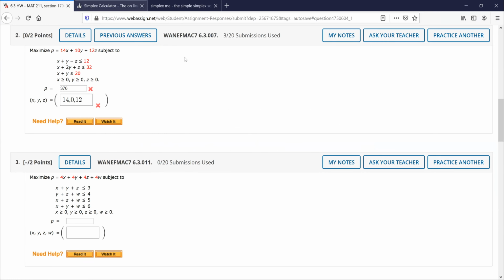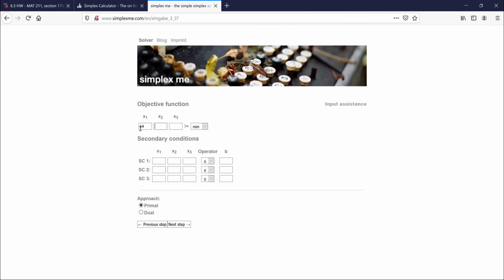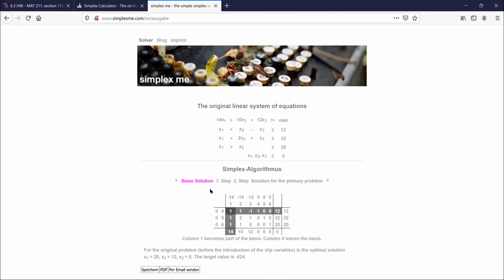It doesn't really copy and paste well, so sometimes you have to restart. So let me pull that up so I can see it. Okay, so it's 14x plus 10y plus 12z, and we're trying to maximize that. It's subject to 1x, 1y, minus 1z, less than or equal to 12. 1, 2, 1, 32, and then 1, 1, 0, and then that's 20. And then you always choose primal. You're not doing anything with dual problems. And what's really nice here is it just tells you the answer is 20, 12, and 0.